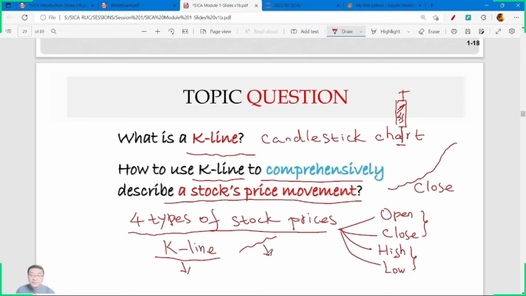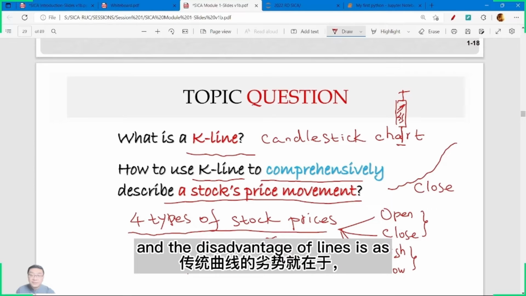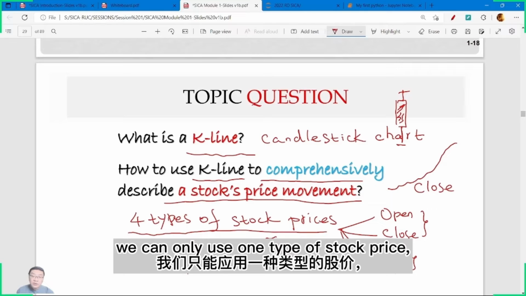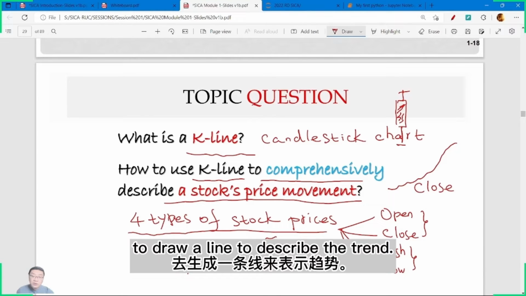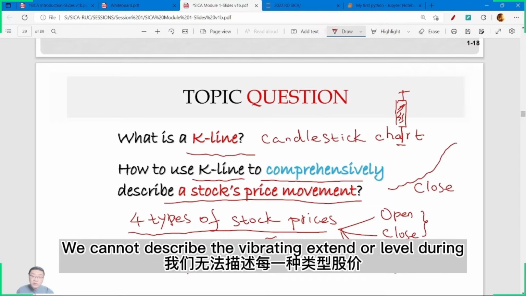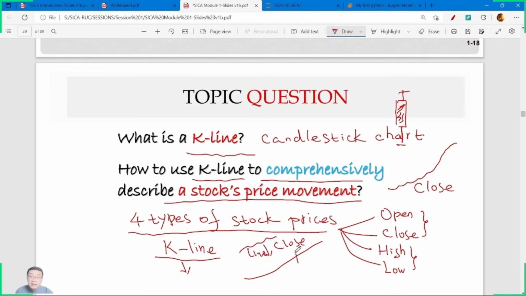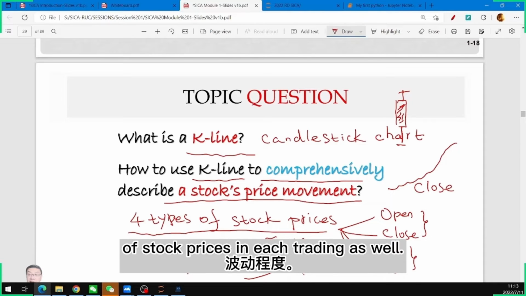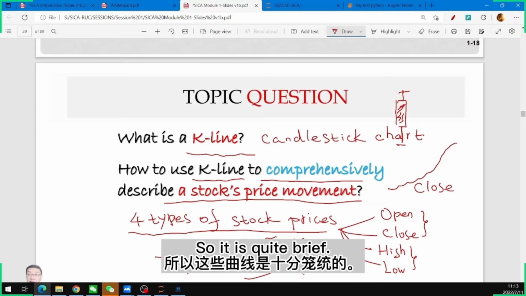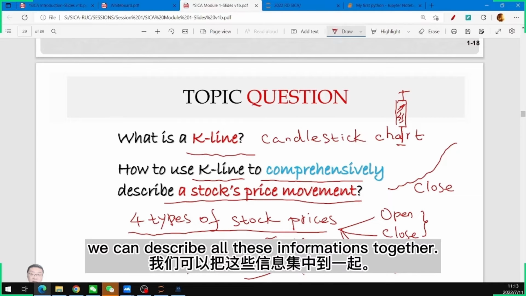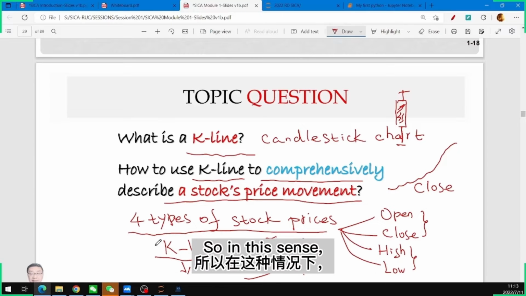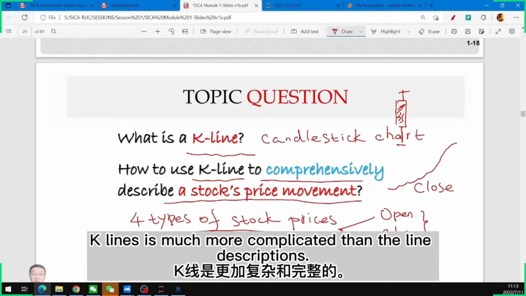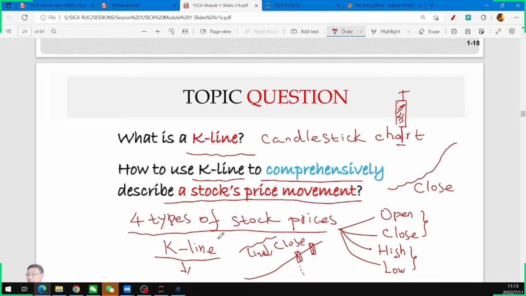And the disadvantage of lines is, as we can only use one type of stock price, which is the close price, to draw a line to describe the trend, we cannot describe the vibrating extent or level during each trading day. And we cannot describe the trading volume of stock prices in each trading day as well. So it is quite brief. While using K lines, we can describe all this information together. So in this sense, K lines are much more complicated than the line descriptions.